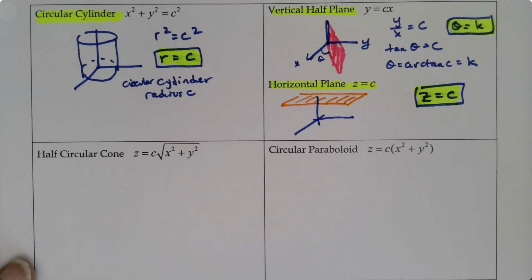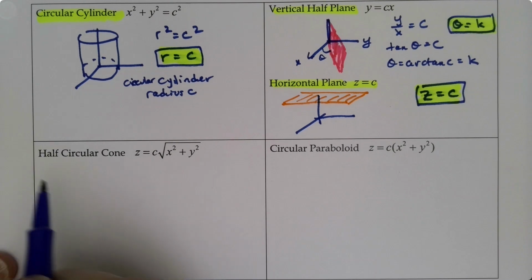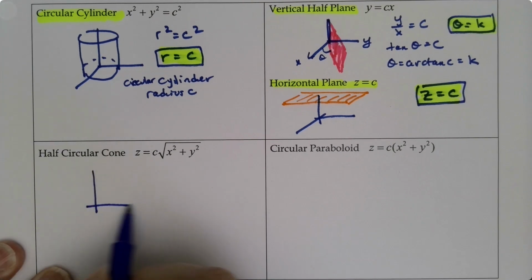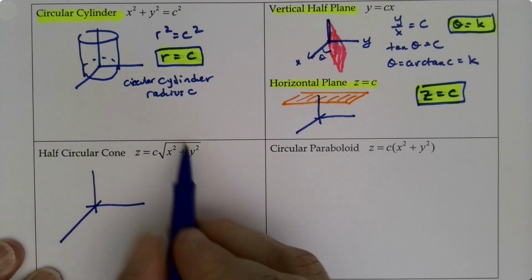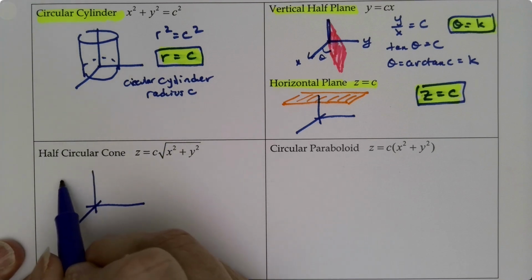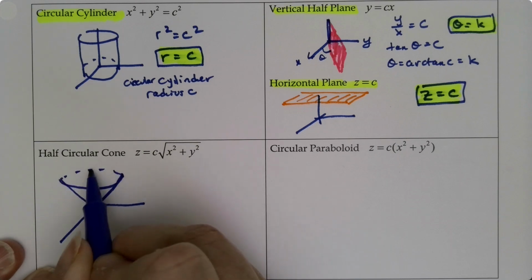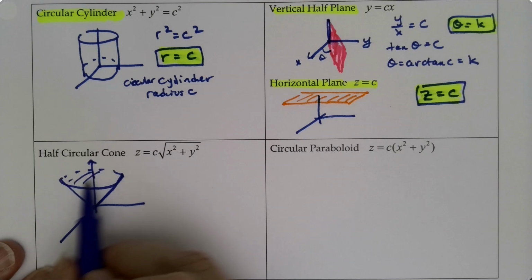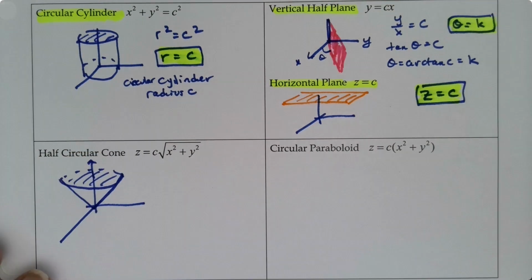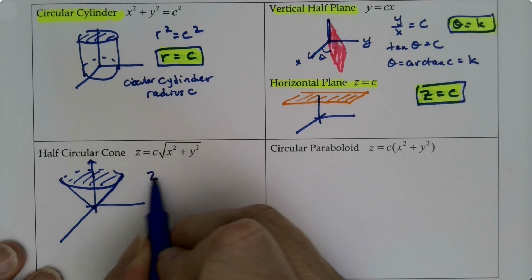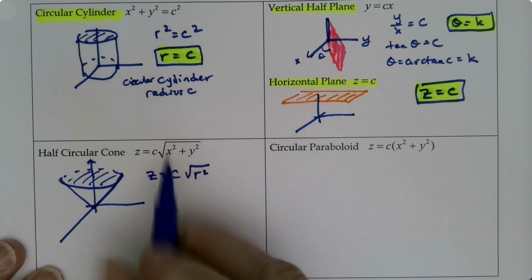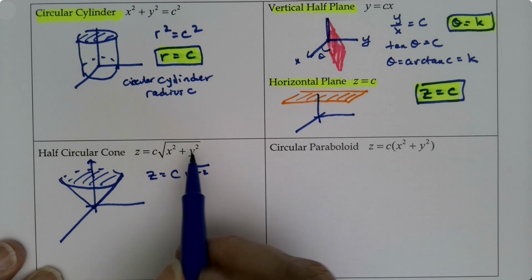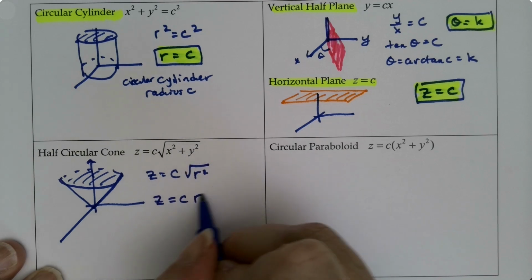All right, now what about cones? So the circular half cone, z is equal to c times the square root of x squared plus y squared. That is a cone that is centered at the origin, swooping around the z-axis, right? So here's your z-axis right here. Okay, so that would be z equals c times the square root of r squared, because x squared plus y squared is r squared. Therefore, z is equal to cr.